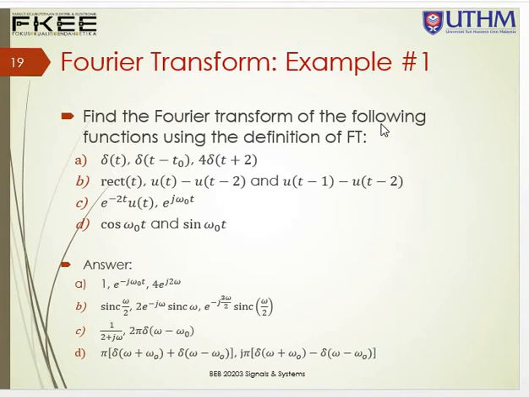Find the Fourier transform of the following function using the definition of FT. Okay, class, do you still remember just now I told you that by using definition, it means that you have to use the formula. So let's do this one: delta t. Fourier transform of delta t, what do you get?